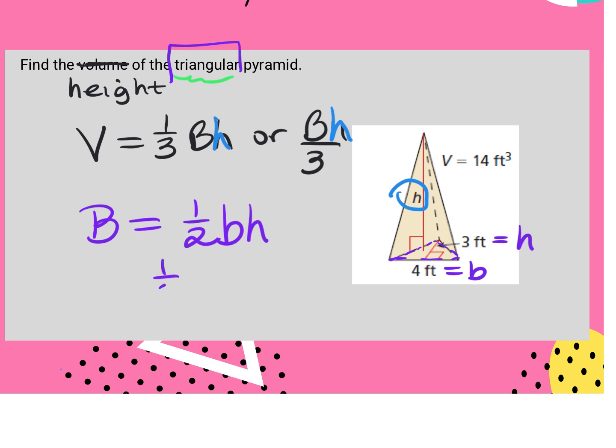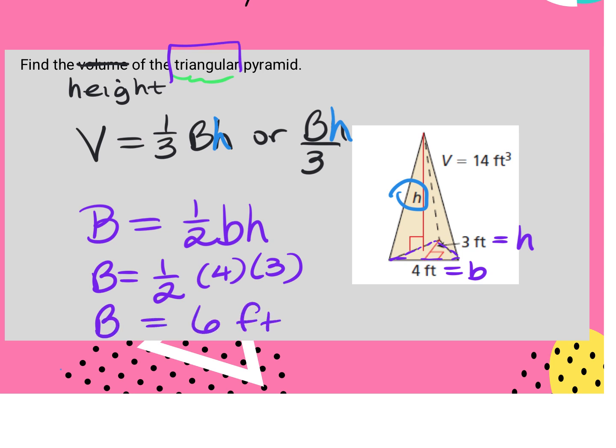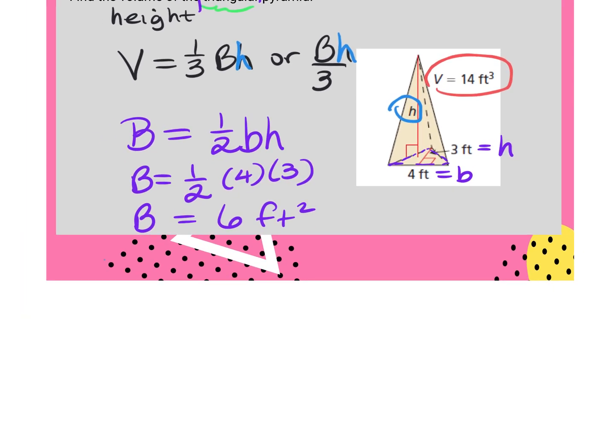So I'm going to do 1/2 base times height. 1/2 of 4 times 3 is going to give me 6 feet squared. That's the area of my triangle base. Now I need to plug in what they've given me. Notice they gave me the volume already calculated. So what I'm going to do here is plug it into the V equals BH divided by 3. I'm going to use this one.